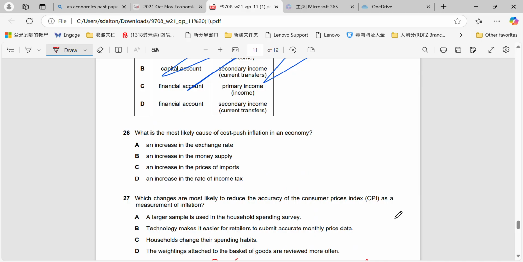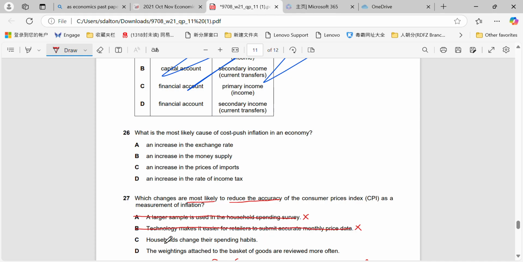Okay, question 27. Which changes are most likely to reduce the accuracy of the CPI? Okay, a larger sample would actually help to increase the accuracy because it would reduce the sampling errors that would occur. Technology makes it easier for retailers to submit accurate data. That would obviously help us to increase our CPI accuracy as well if the data is more accurate.